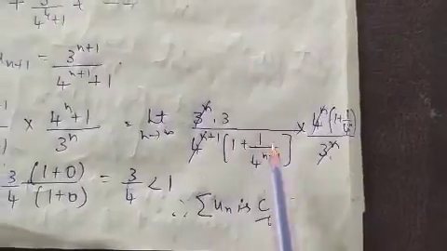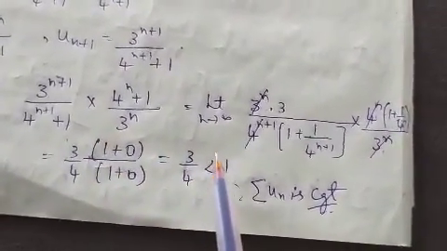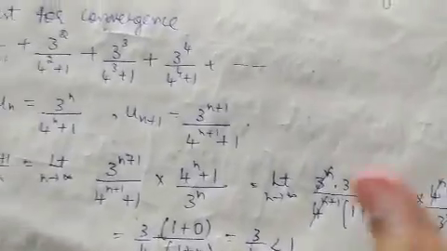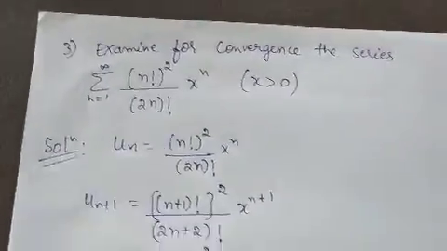So again observe, it is 1 plus 0. So altogether the value is 3 by 4, which is strictly less than 1. Therefore the given series is convergent. Okay. One more problem we will see.